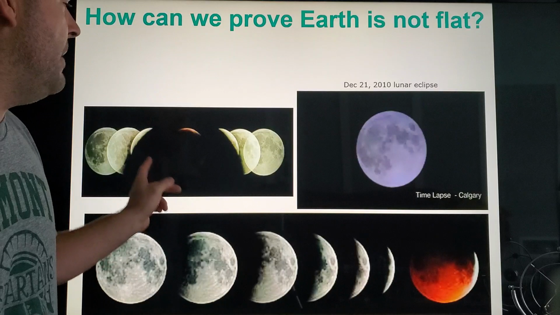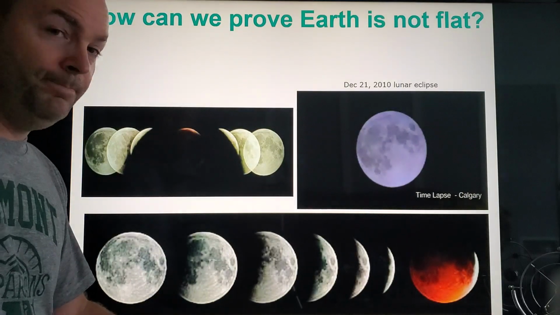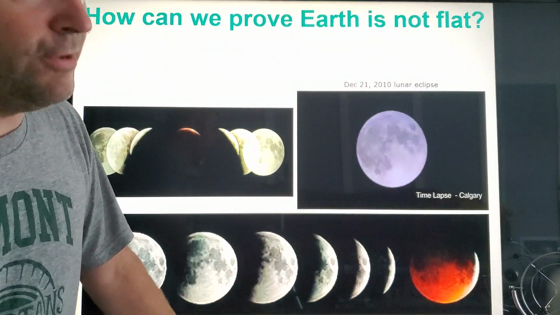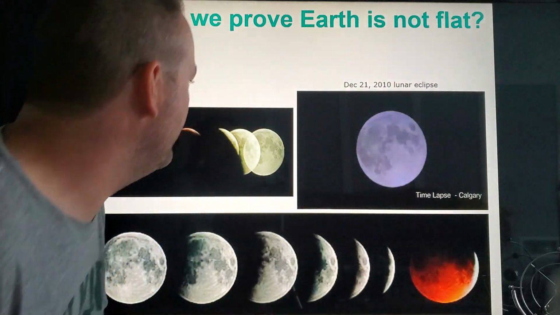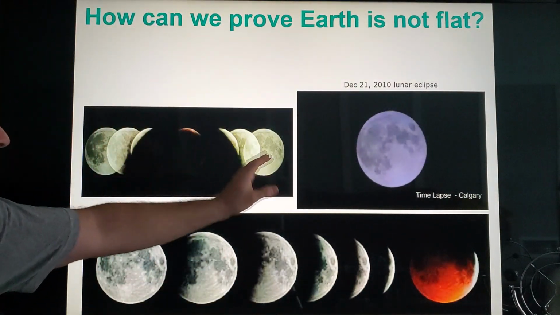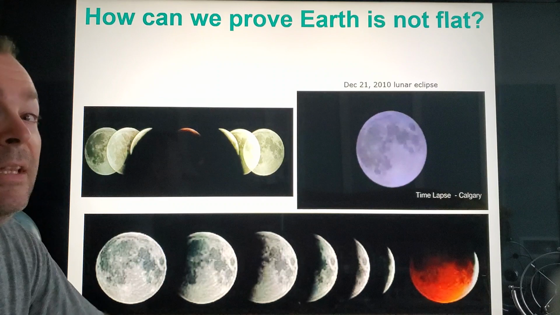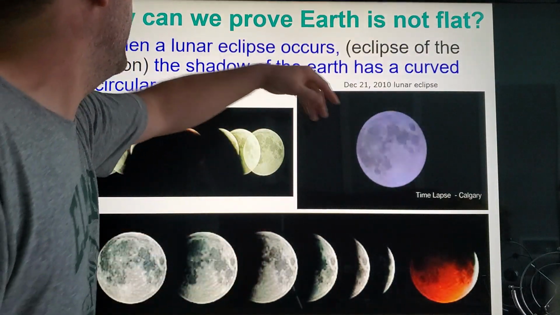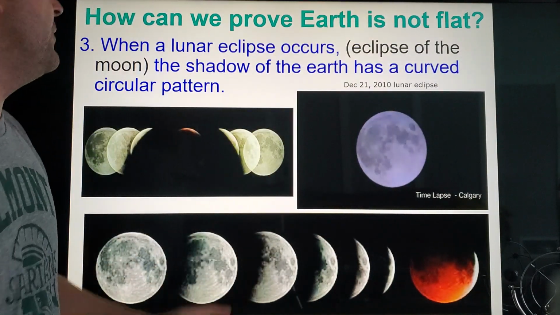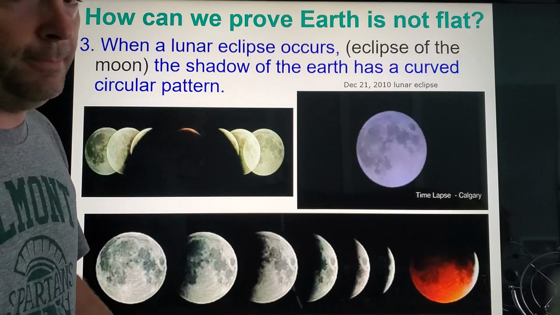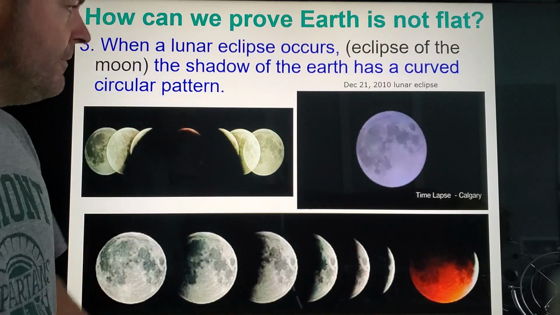And guess which object is making that shadow? If you said the Earth, you're correct. That is the Earth's round shadow projected on the moon there, and that's why the moon went into its eclipse. Okay? During a lunar eclipse, the shadow of the Earth has a curved circular pattern. That's one of my favorites.